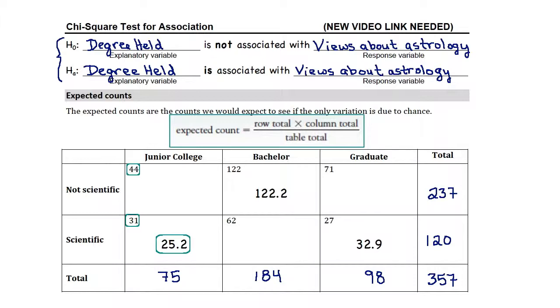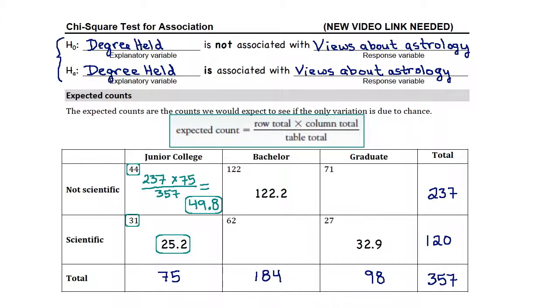The row total here is 237. The column total is 75. And the table total is 357. Now we'll put that all into a calculator, for which I get 49.8. Now again, that's the expected count.